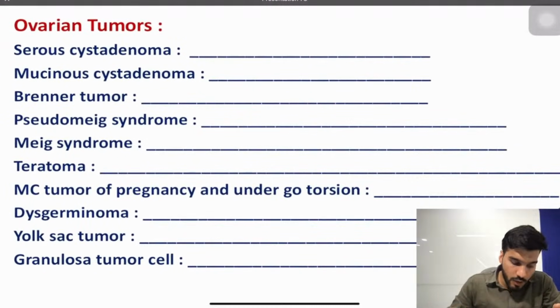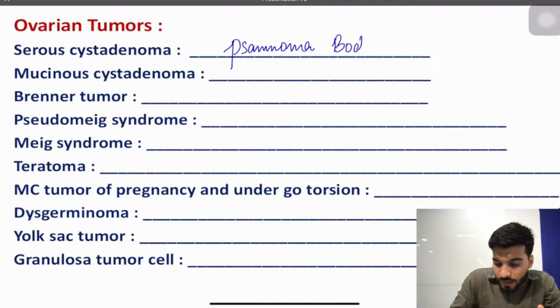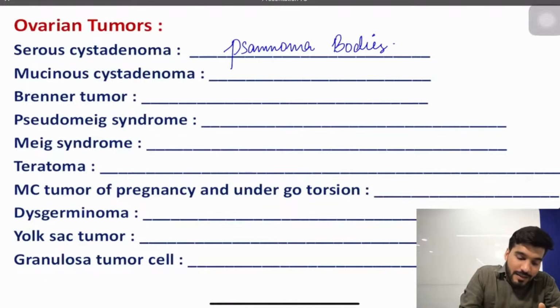So serous cyst adenoma is a type of epithelial ovarian tumor in which, yes, A is the correct answer. Serous cyst adenoma is a type of epithelial tumor in which we have bodies called psammoma bodies. So usually, my dear students, we write ovarian tumor as having a psammoma body, but which ovarian tumor? That is serous cyst adenoma.